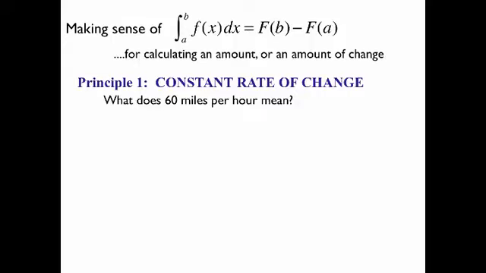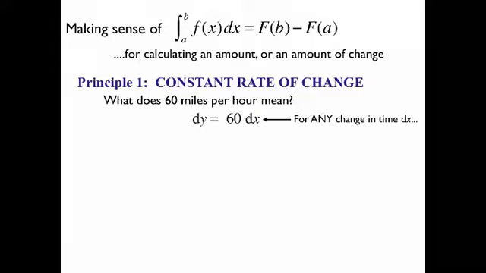Okay, so how many of you, the gist of what you said was every hour you go 60 miles. Okay, that's a very narrow view of what this means. What's a full, broad view? What's a better view? For any change in time, dx, what about your change in distance? So 60 miles per hour tells you something about any change in time, not just for 1 hour.